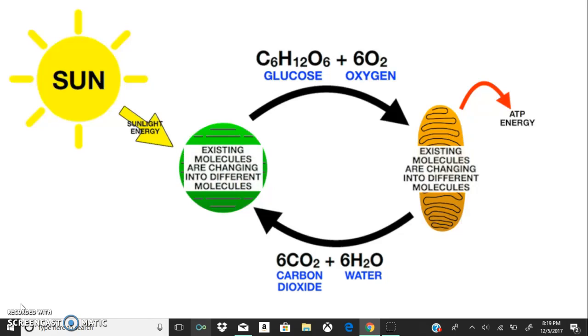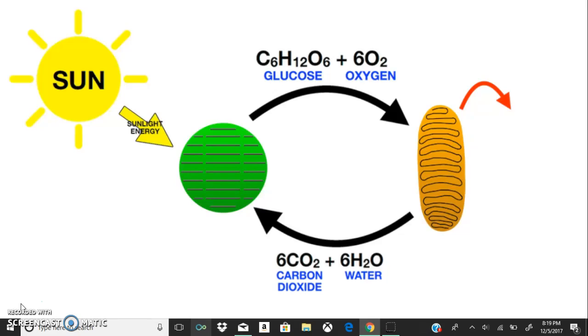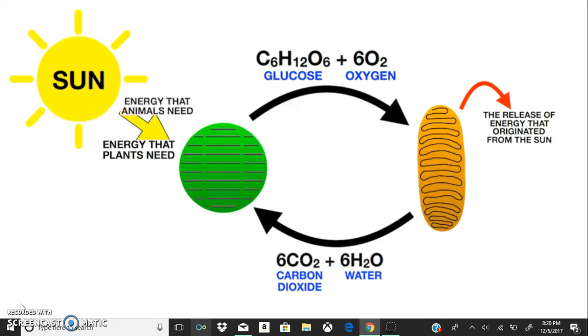Another way you can put it is existing molecules are changing into different molecules, both inside the chloroplast and the mitochondrion. And for the ATP energy, you can put the release of energy that originated from the sun. And as you can see, the sun is giving off energy that plants need, and also energy that animals need because they feed on plants.